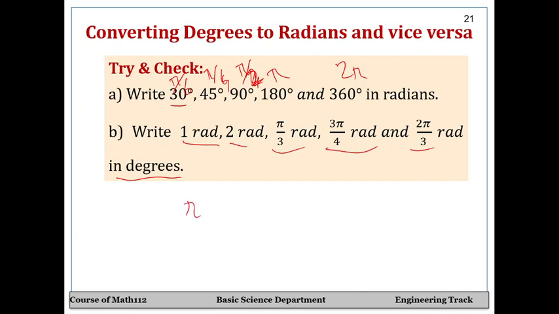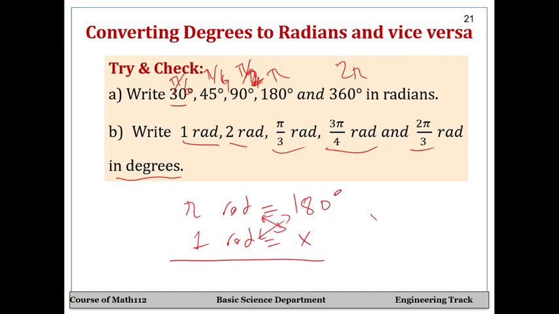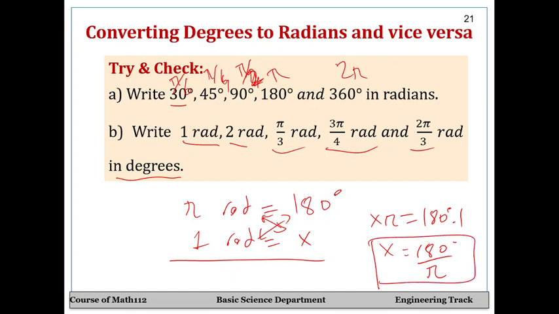So again, I will use the same thing. Pi radian is equal to 180 degrees. So 1 radian is how many degrees? So you just make x. You do the same thing. You cross multiply them. You get x times pi is equal to 180 times 1. So x is equal to 180 divided by pi degrees.